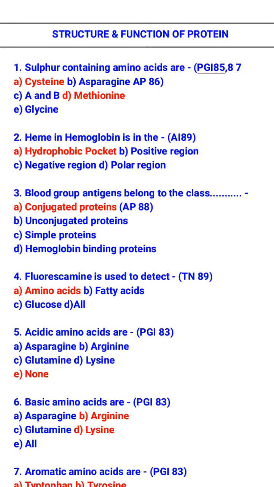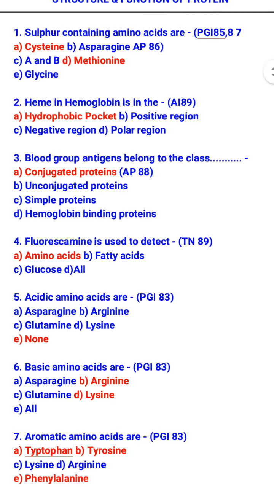Structure and function of protein. Sulfur containing amino acids are cysteine and methionine. Heme in hemoglobin is in the hydrophobic pocket. Blood group antigens belong to the class conjugated proteins.